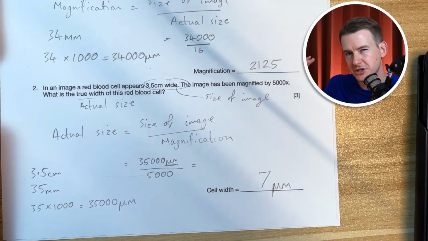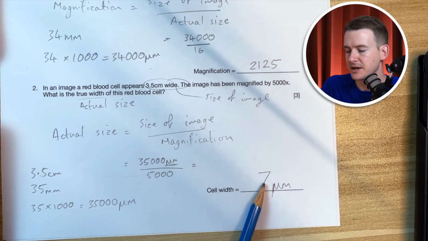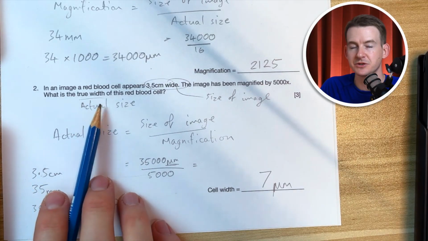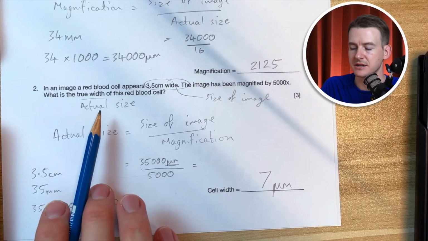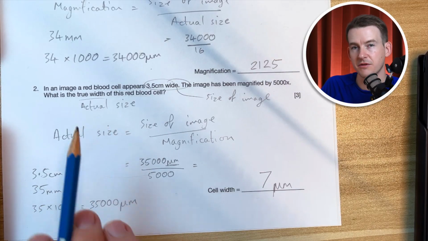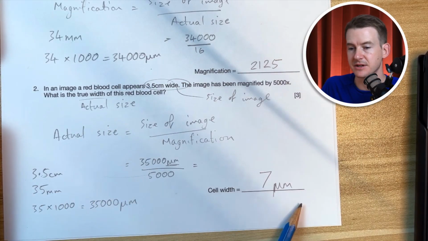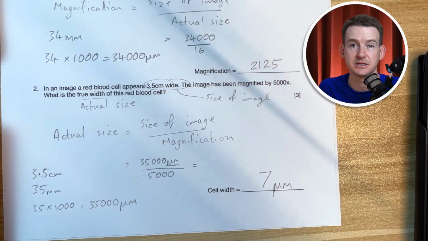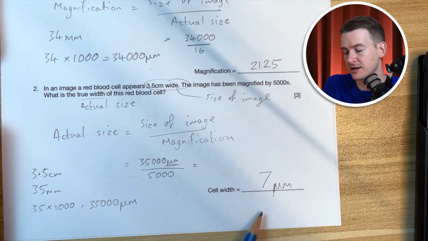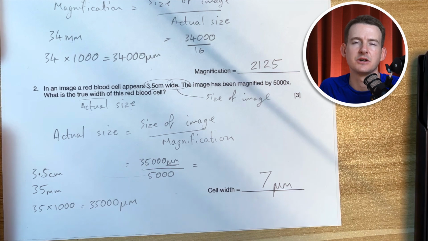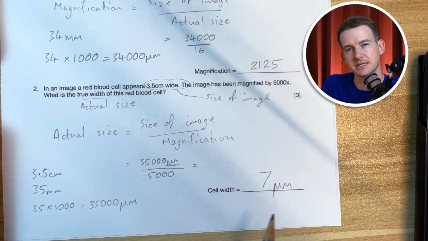Let's just take a second to think about it. I'm trying to find the actual size of a red blood cell. Does it make sense that the width of a red blood cell would be 7 micrometers? Well, yes, actually it does. If I'd come out with a value like 7 centimeters, then I'd know I'd done something wrong, that it doesn't make sense for it to be that size. But just taking that extra step and thinking, is my answer logical? Then yeah, I think that's pretty good.